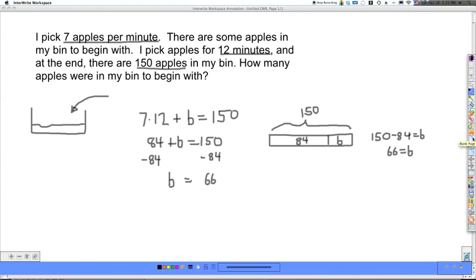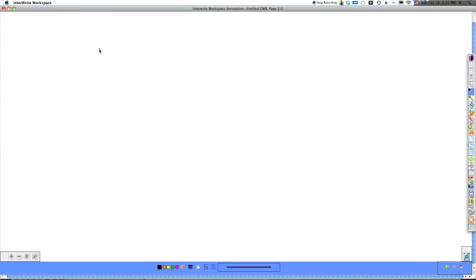Here are some other examples. Let's do 12 plus M is equal to 103. If I take 12 away from 12 plus M, I'll have just M left. And if I take 12 away from 103, I get 91, and that tells me that that's what M is.